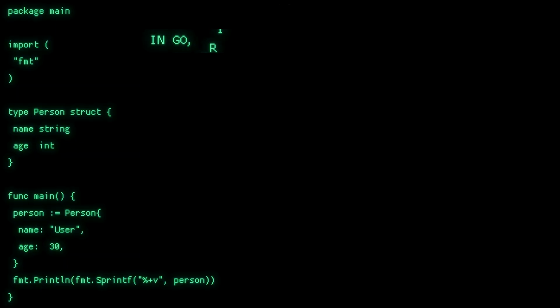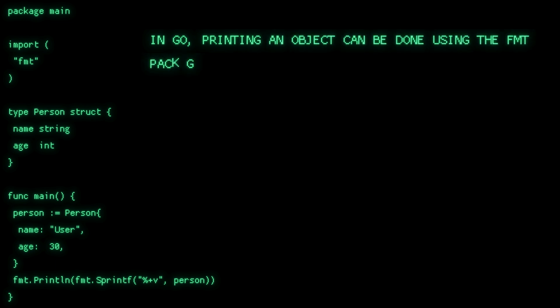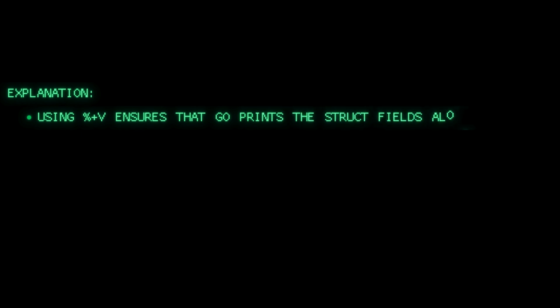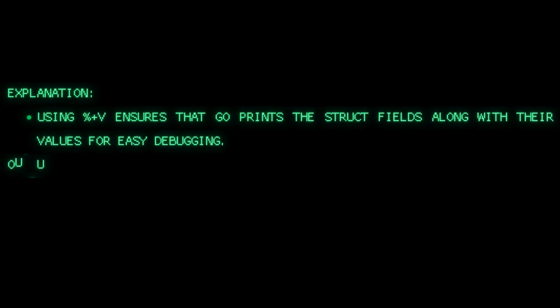In Go, printing an object can be done using the fmt package. Here's how you can do it with a simple struct. Explanation: using %+v ensures that Go prints the struct fields along with their values for easy debugging.